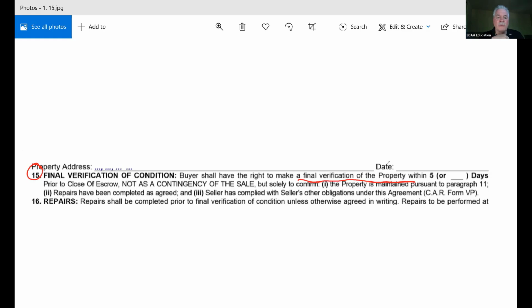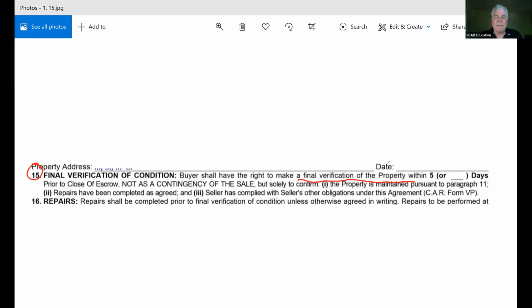This is not something you're going to do in the beginning of the transaction or the middle of the transaction. This is going to be something you're going to do towards the end of the transaction. There is no requirement to do it. There is no law that says they have to verify the condition of the property. It's just that if they don't do it, and I would have them do a waiver of the final verification of condition if they choose not to do it, only because they're going to come back with things like, well, I relied on my agent and stuff like that.